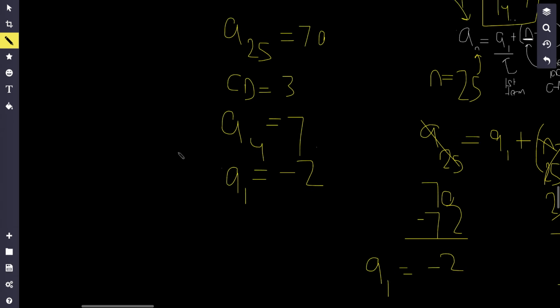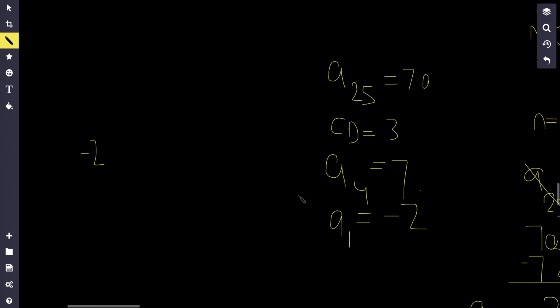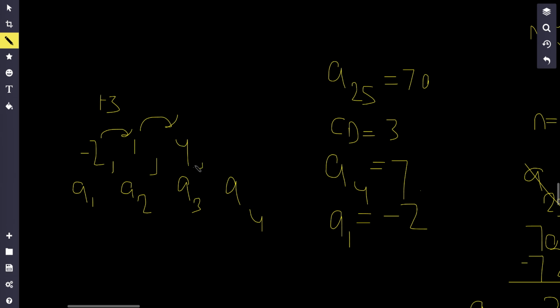And you can confirm this, right? If we know our first term is -2, then look, let me just write this out. So if my first term is -2, well, my second term, if I add 3 to it, which is my common difference, I'm going to get 1. If I add 3 to this, I'm going to get 4. If I add 3 to this, I'm going to get 7. So everything makes sense.